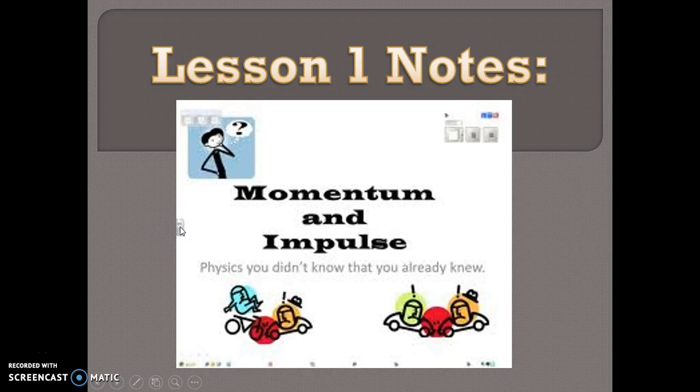Hi, and welcome to Lesson 1, Unit 6, Flip Notes on Momentum and Impulse. The physics you didn't know that you already knew. We like to preface this by saying a lot of it is common sense, but we also want to understand the rationale behind these quote-unquote common sense topics.